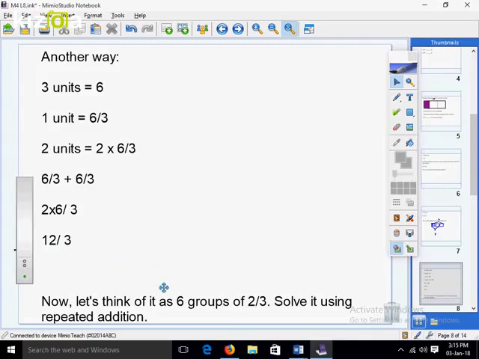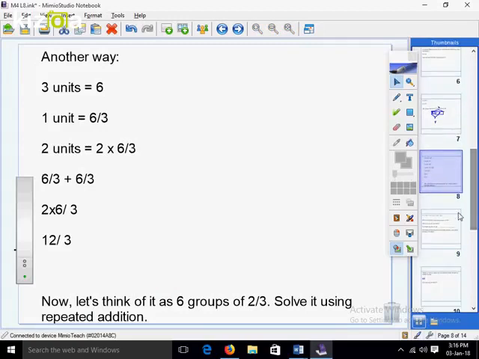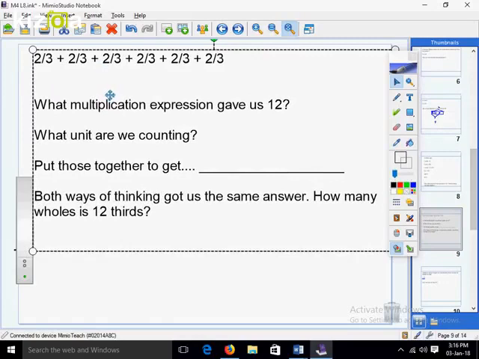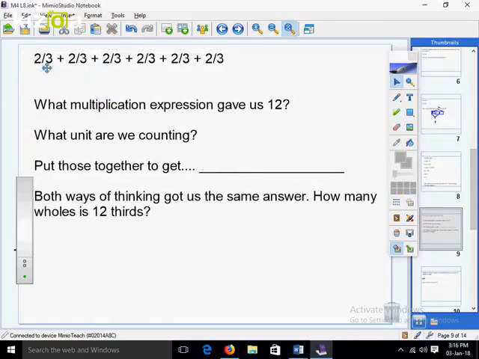Now we're going to think of it as 6 groups of 2/3, okay? I want you to write this down. Show me repeated addition of 6 groups of 2/3. You should have gotten something that looks like this, right? 2/3, and you need it 6 times there, okay?